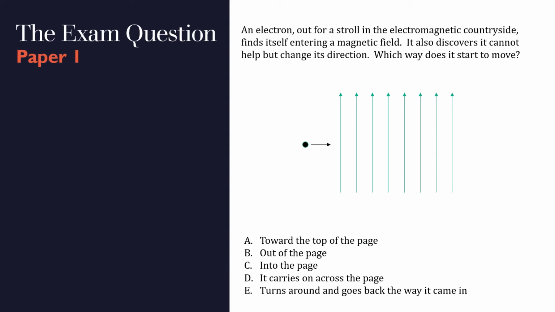So here's an example of the question. An electron out for a stroll in the electromagnetic countryside finds itself entering a magnetic field. It also discovers it cannot help but change its direction. Which way does it start to move? Toward the top of the page, out of the page, into the page, carrying on across the page, or it turns around and goes back the way it came.